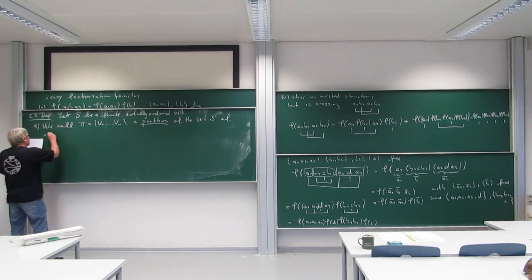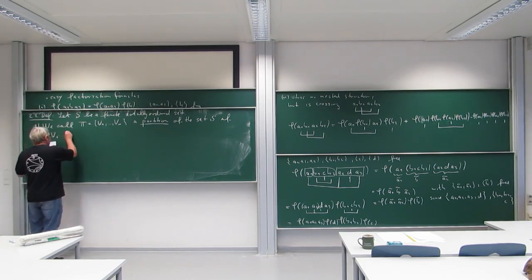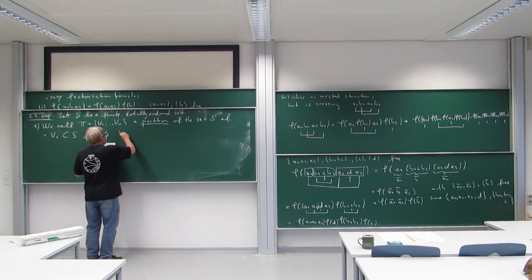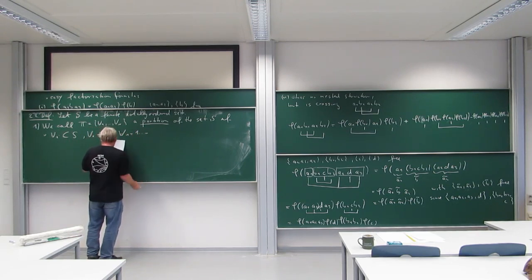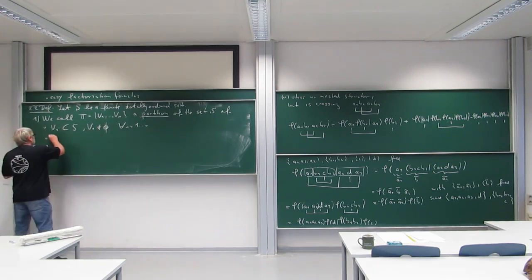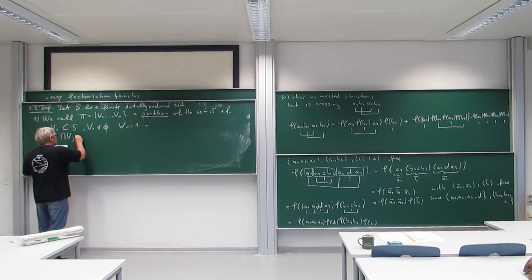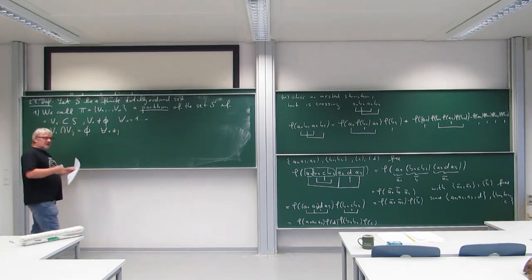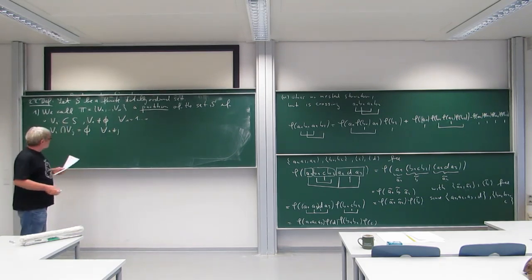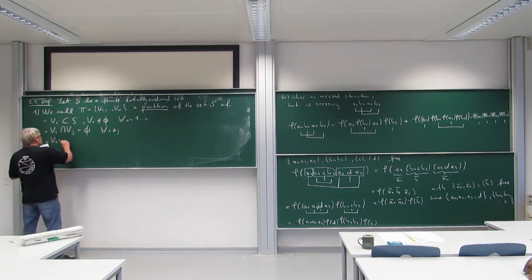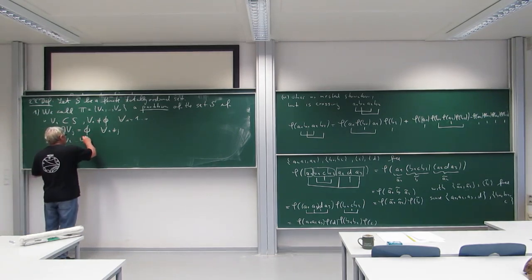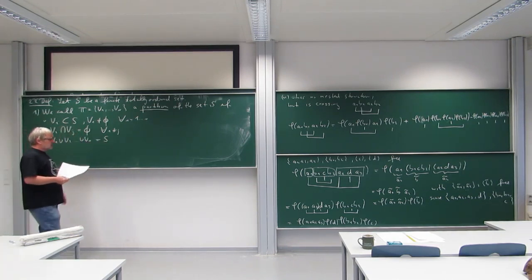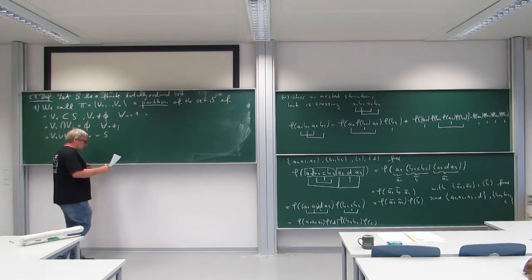So let me write it down. At first, the Vi's are subsets of S. They should not be the empty set, none of them. Then they should be disjoint: Vi and Vj should be disjoint for i different from j. And then, of course, together they should give me the whole set. Their union, V1 union V2, and so on, union VR, the union of all of them should be the whole set.